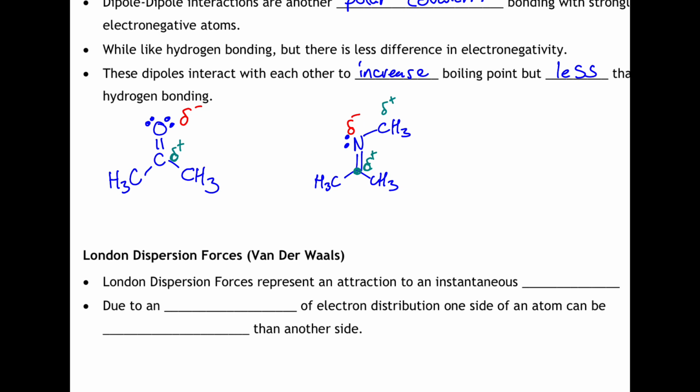The next one are called London dispersion forces. These are also called van der Waals forces. They're just basically the effect that polarity has. So basically, these kinds of compounds, or even atoms themselves, have essentially no dipole. So these are the interactions where they're non-polar covalent compounds, or just straight up non-polar elements by themselves.